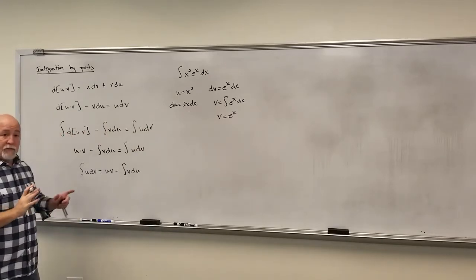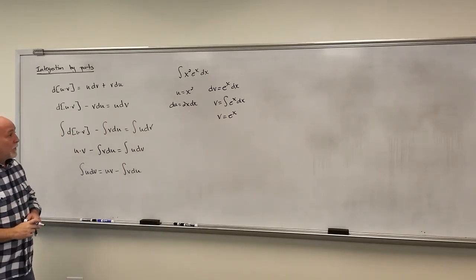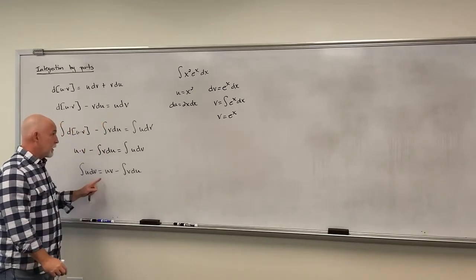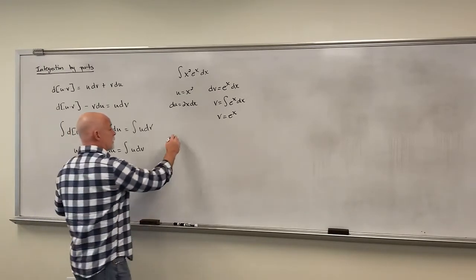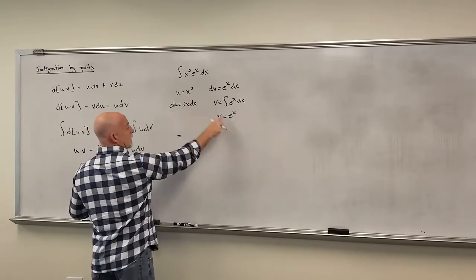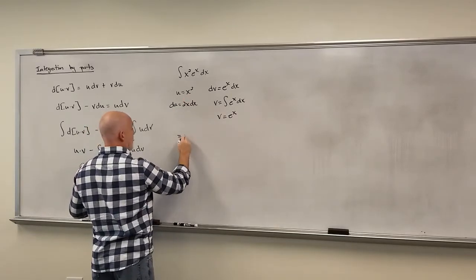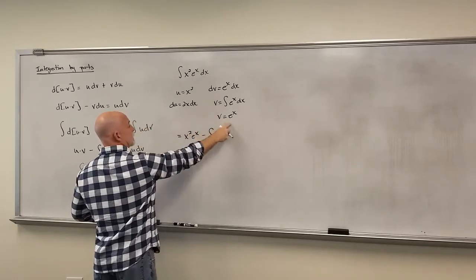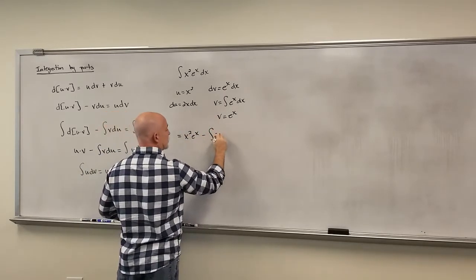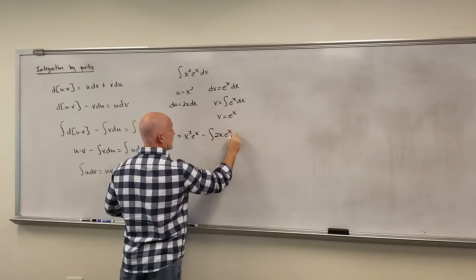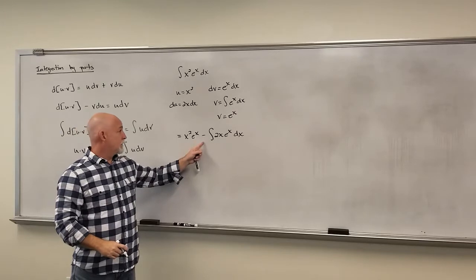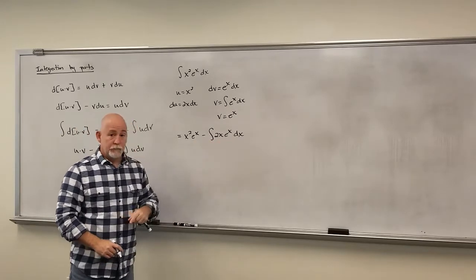Okay, so there's the side work that we need to do here. Now we can put all this together, and it's actually pretty easy. We're going to use our formula: uv, so this integral is equal to u times v minus the integral of v du. That gives me 2x e to the x dx.